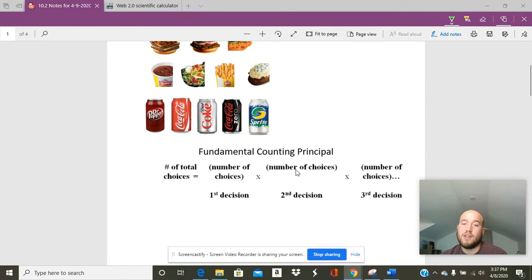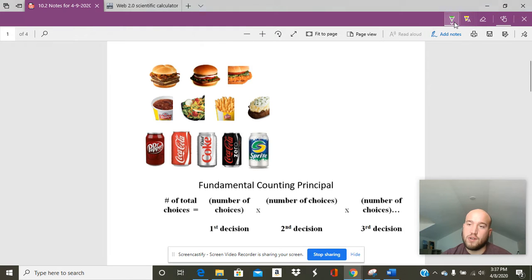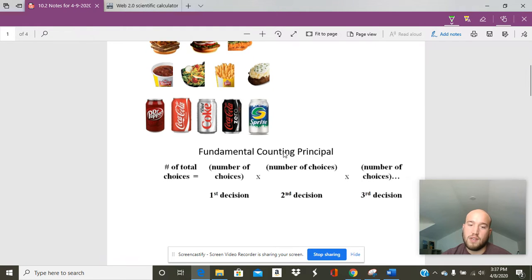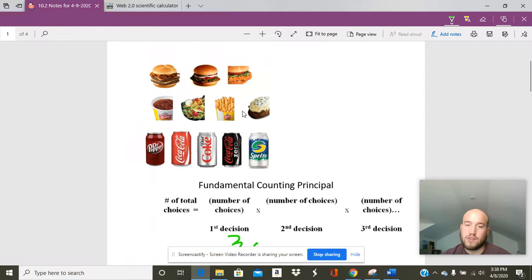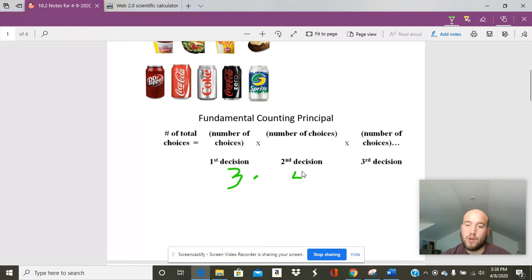Okay, so if we think about the counting principle, we just multiply the number of total choices for each decision, and that will tell us how many different ways I could order off of that menu. So our first decision is what sandwich we want to get. For this, we have 3 choices, so we're going to do 3 times. Second decision: how many choices do I have for a side? So 1, 2, 3, 4. 4 choices, so 3 times 4.